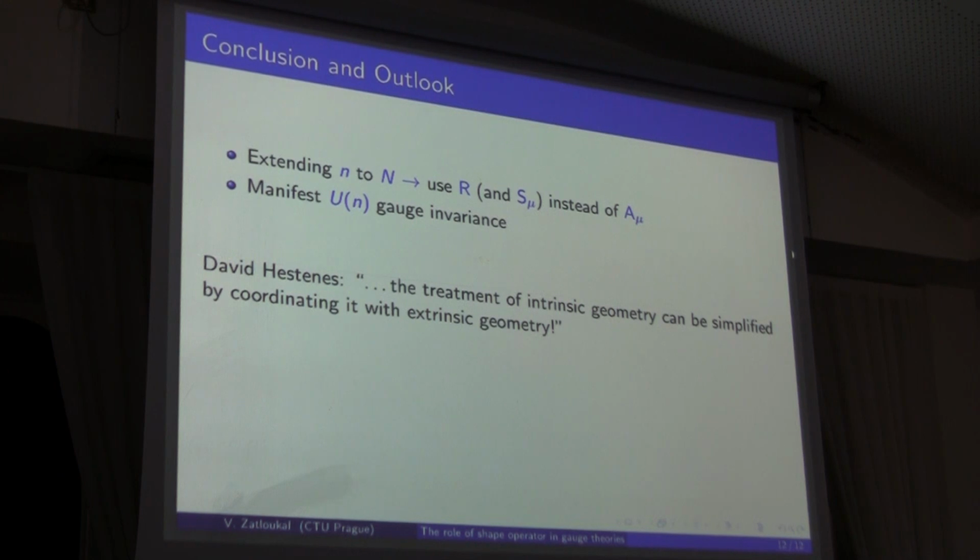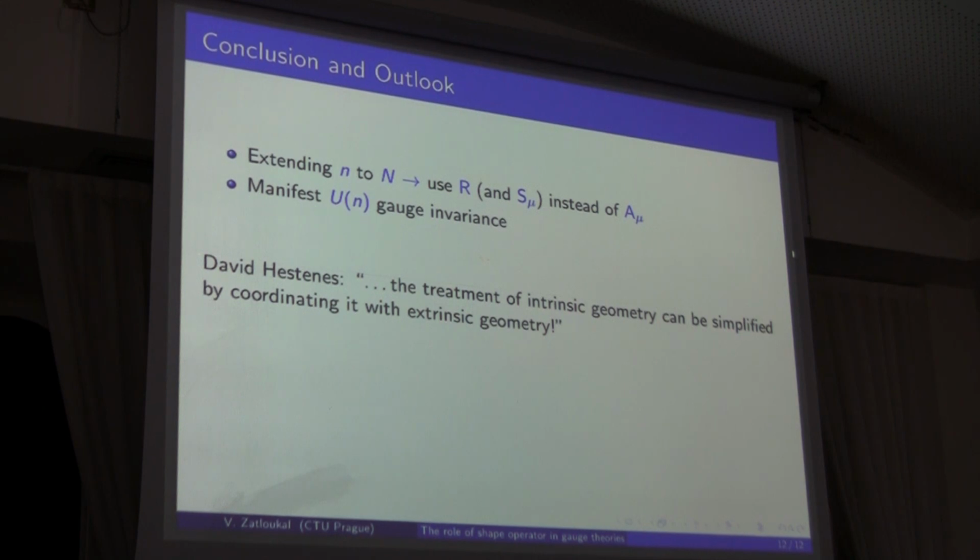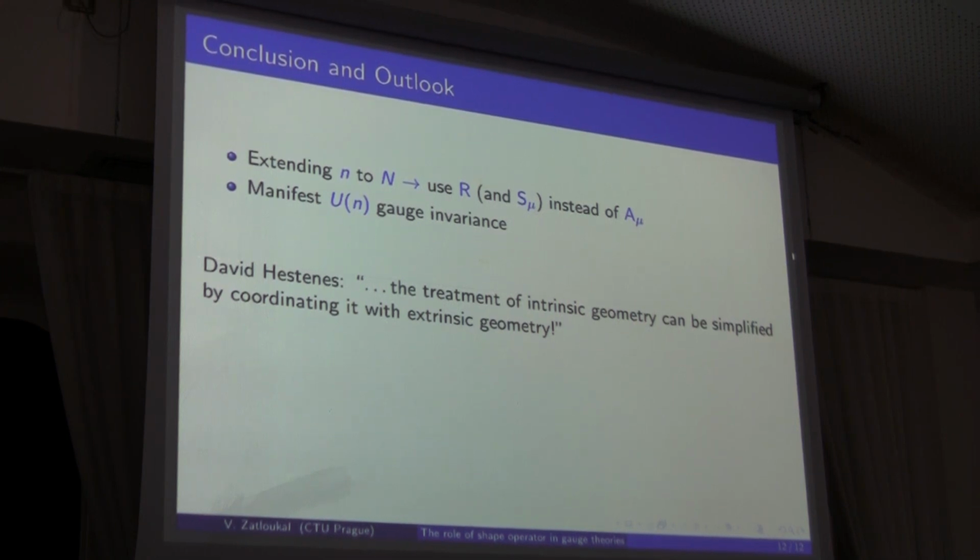So I will just end with a quote of David Hestenes, whose work was very inspirational for this: the treatment of intrinsic geometry can be simplified by coordinating with extrinsic geometry. He wrote this when studying embedded Riemann manifolds, but I just try to argue that this could be pertinent also for gauge theories. That's all.